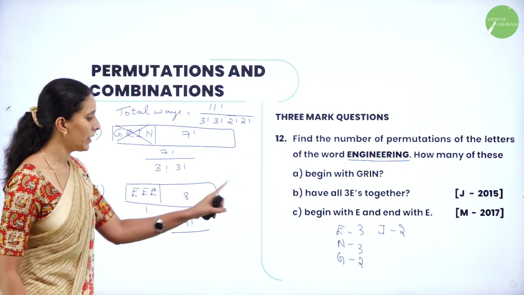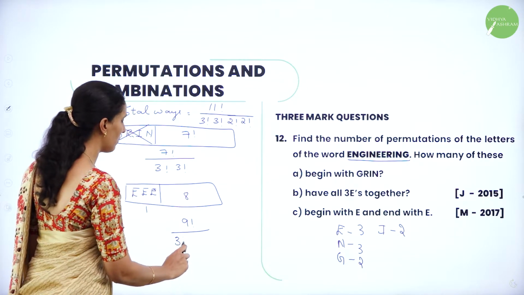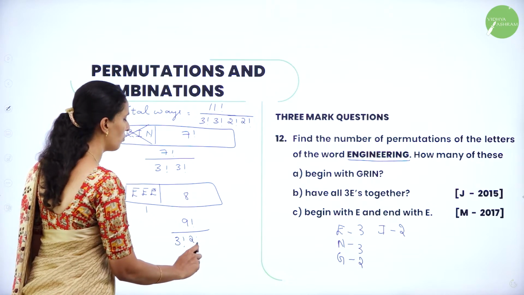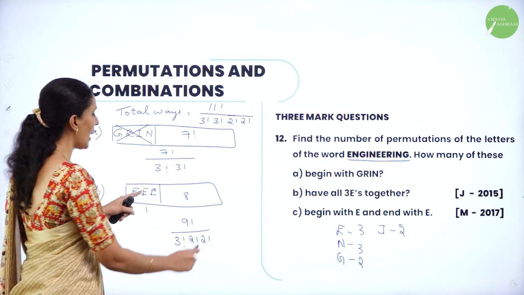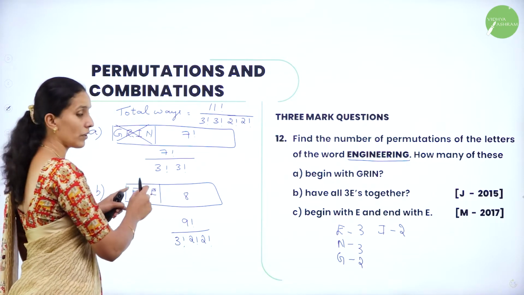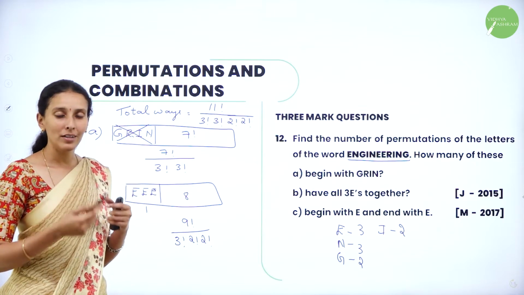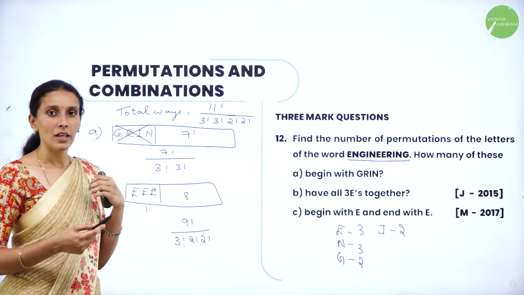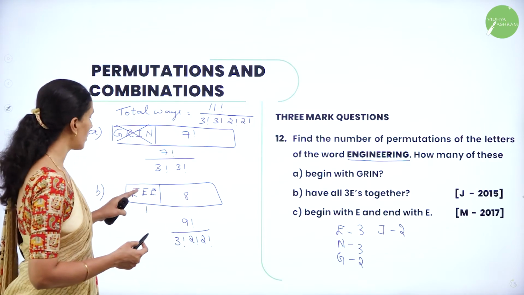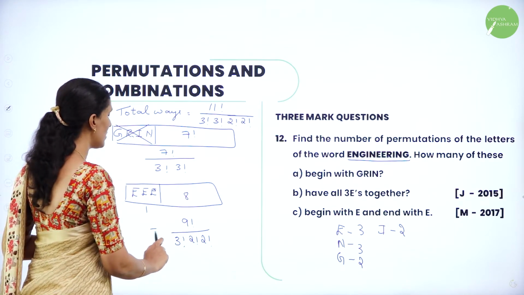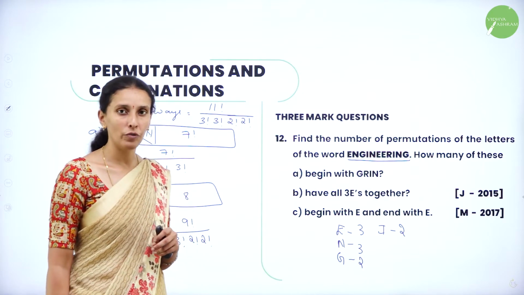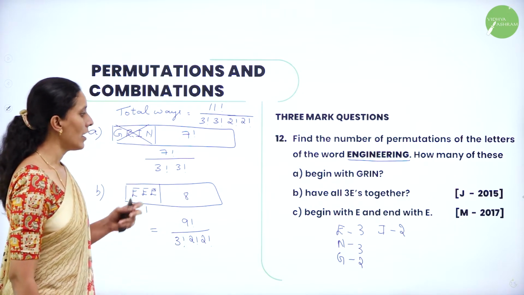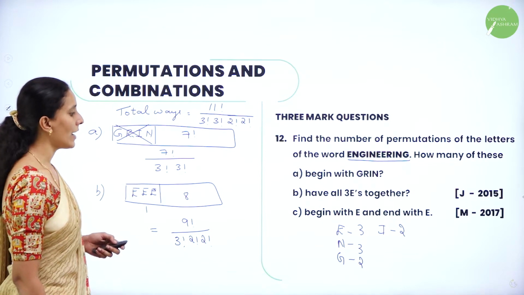Except G, we have a repetition of N, so divided by 3 factorial, G also 2 factorial, and I also 2 factorial. Here we could multiply by the arrangement of E, but since they are one and the same, if you arrange them, their order will not change. So therefore it is not necessary to write. So for sub question 2, it is 9 factorial by 3 factorial, 2 factorial, 2 factorial. Next we have begin with E and end with E.